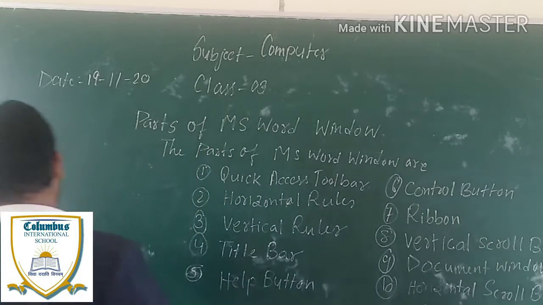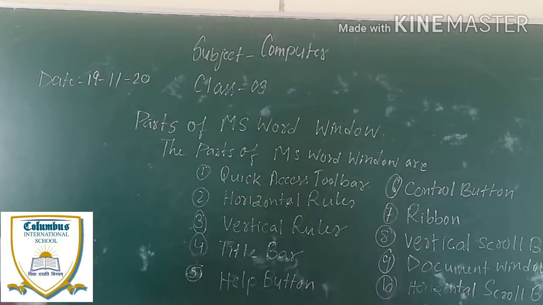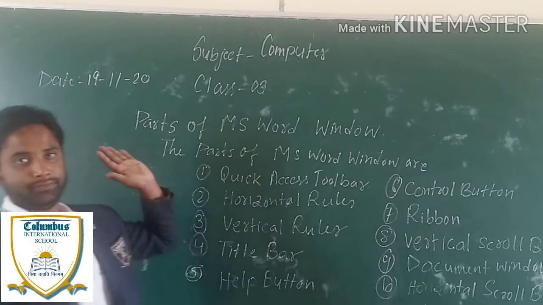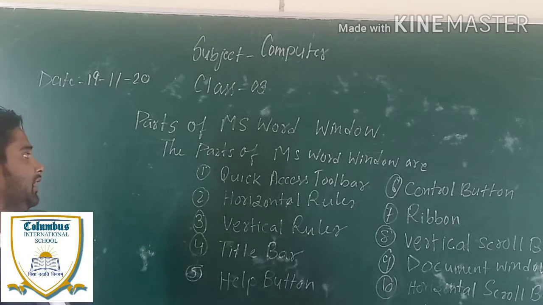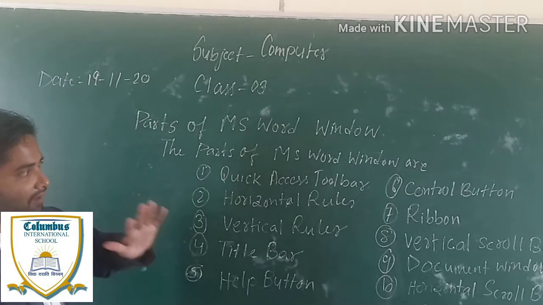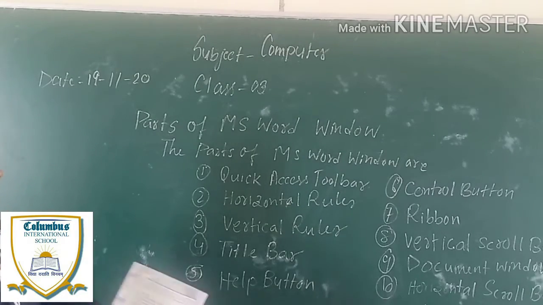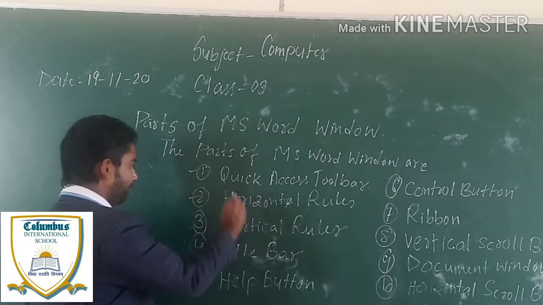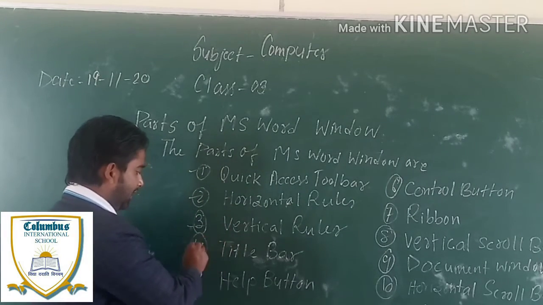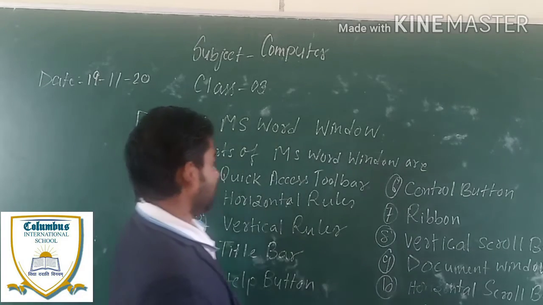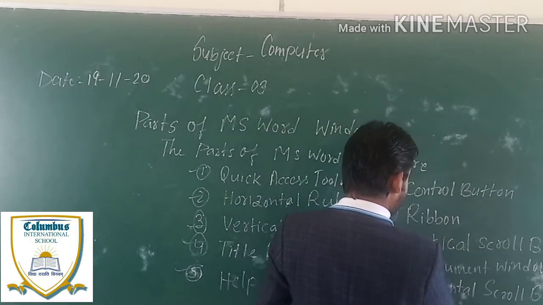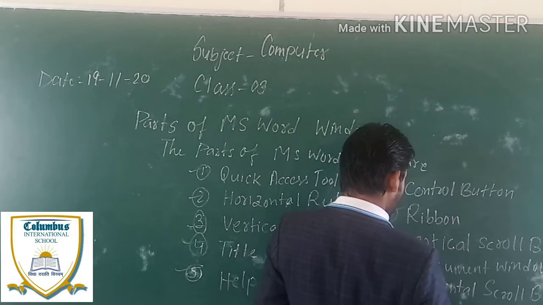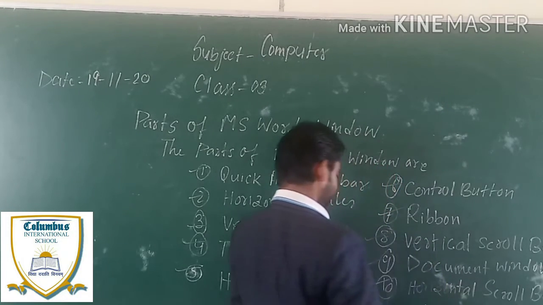See, children, these are the various parts of MS Word window. In yesterday's video, we have learned about MS Word. So today we will learn about the various parts of MS Word window. The various parts of MS Word window are: number 1, quick access toolbar, horizontal ruler, vertical ruler, title bar, help button, control button, ribbon, vertical scroll bar, documents window, horizontal scroll bar, status bar.